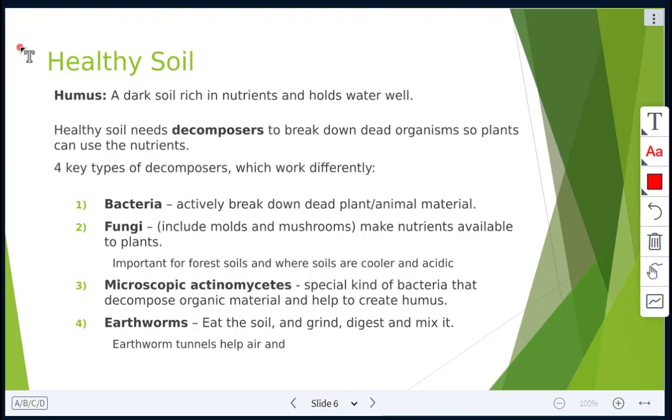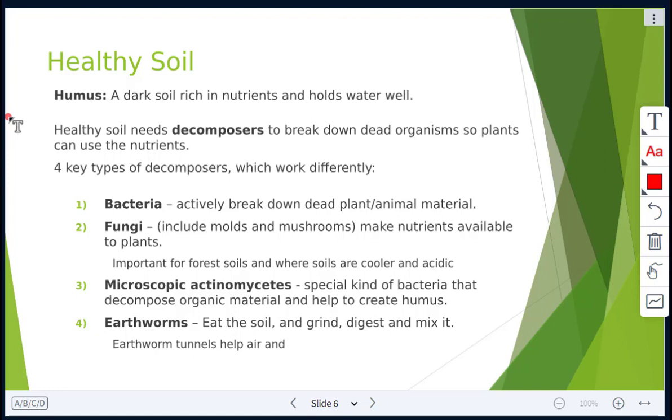Right, so healthy soil, we've spoken about humus quite a bit already. It's that dark soil that's rich in nutrients and holds water well. And healthy soil needs decomposers. Decomposers are very important for healthy soil because they break down dead organisms so that plants can then use the nutrients from the soil.